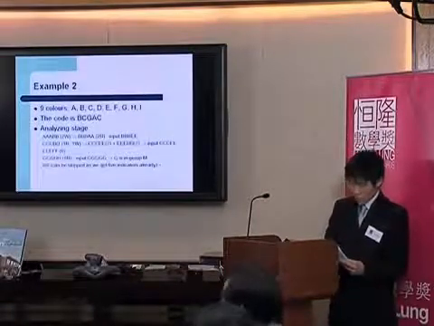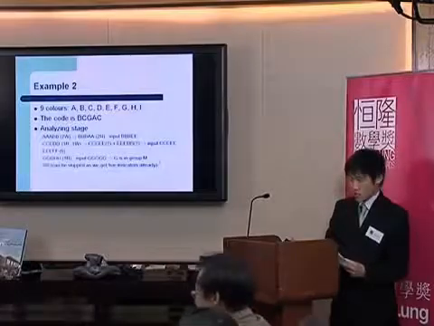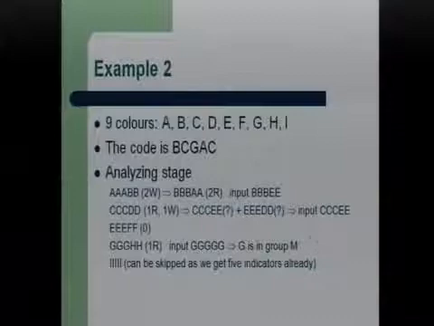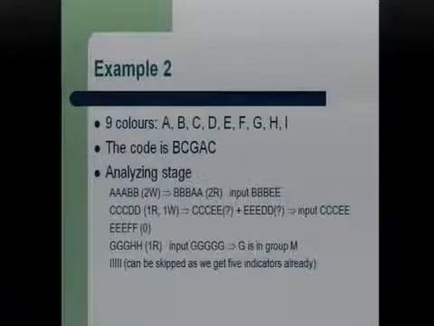Consider the following game with code length 5 and 9 colors. In the first trial, the transformation rule implies that BBBAA will be awarded 2 red indicators. As in trial 3, we know that E is a 0 color. We will input BBBEE to identify the correct color in this trial.